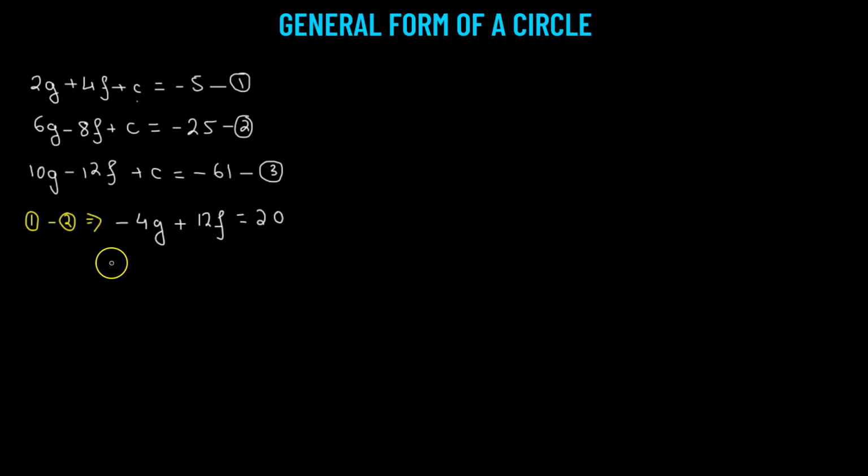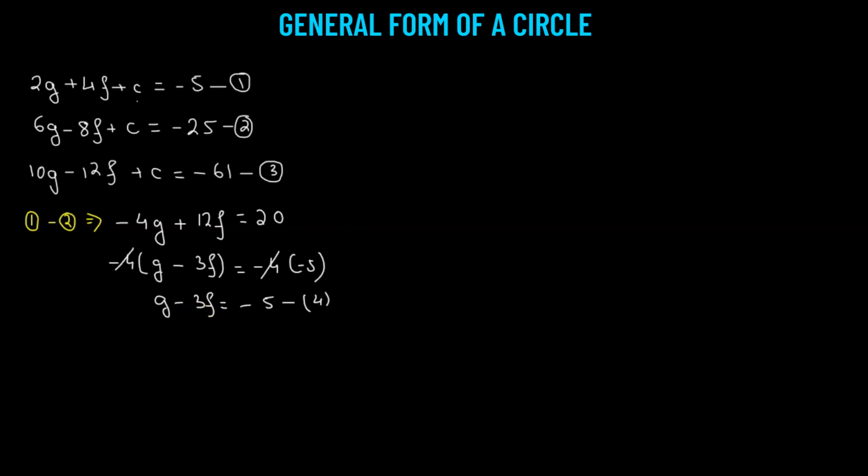Now here we can further simplify this if we take -4 as the common factor. So we have -4 multiplied by (g minus 3f) equals, we have -4 multiplied by -5. We can factor out -4 from both sides, and that leaves us with g minus 3f equals -5. And this is a new equation. Let's call it equation number 4, and now it has only 2 parameters, g and f.